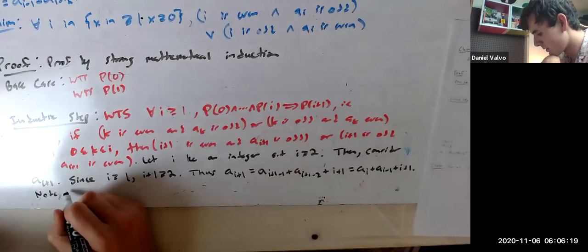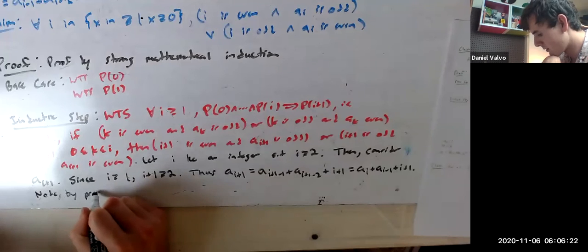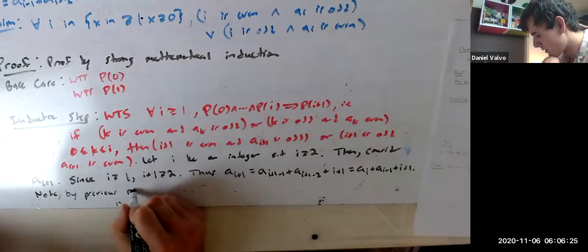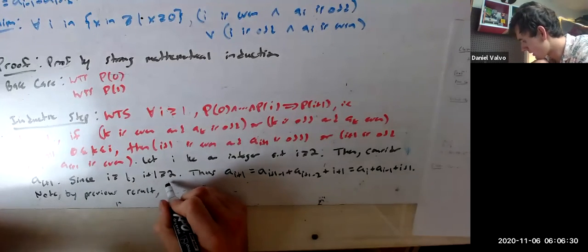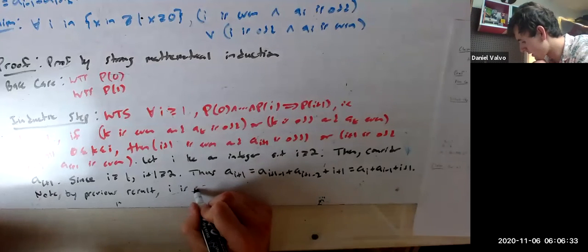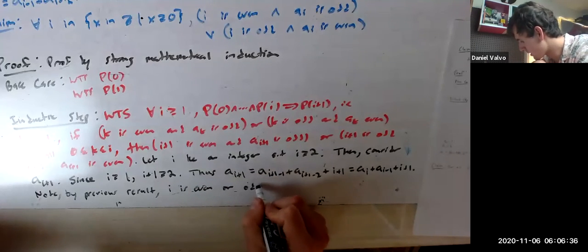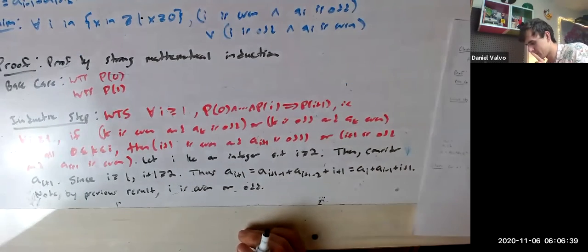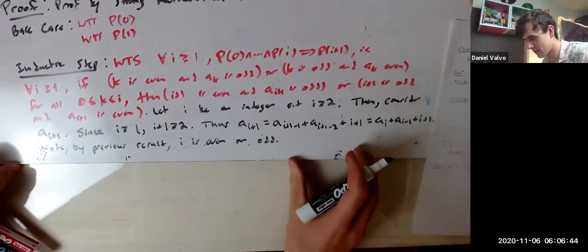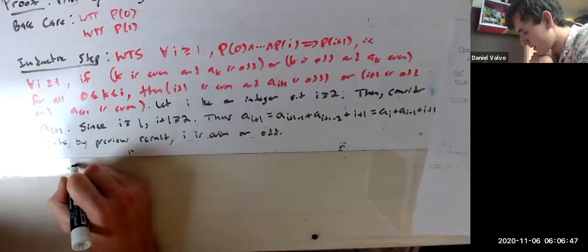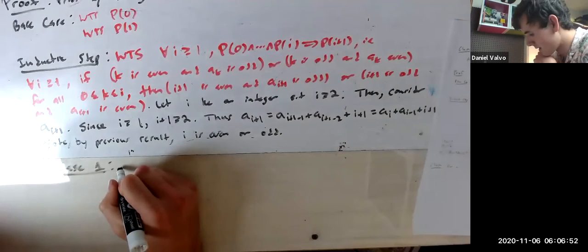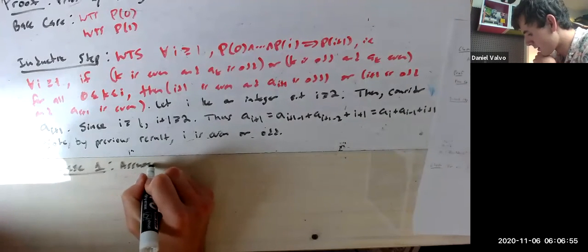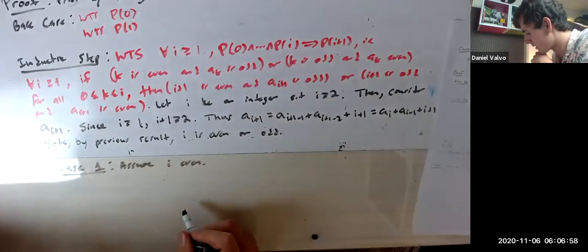Note by previous result, i is even or odd. So now I have two cases. Case 1, assume i is even.